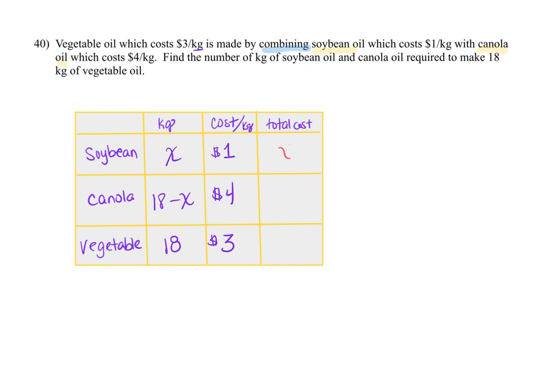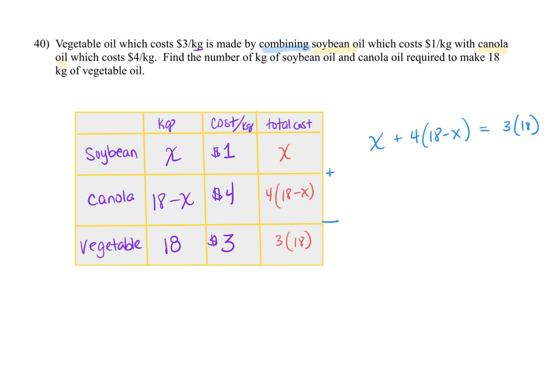1 times X, 4 times 18 minus X, and 3 times 18. For this type, you don't have to decide. Do I set them equal to each other? Do I this? Do I that? No. The first one plus the second one always equals the third. Your last column is your equation. All right. So X plus 4 times 18 minus X equals 3 times 18. And then you should all know how to solve that equation. Distribute, combine your like terms, subtract your numbers over, divide.